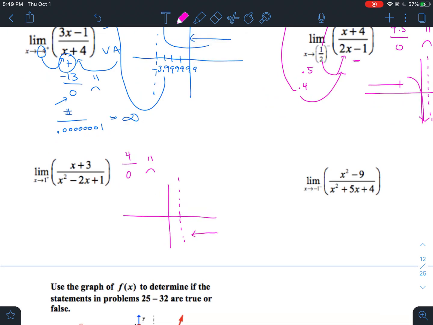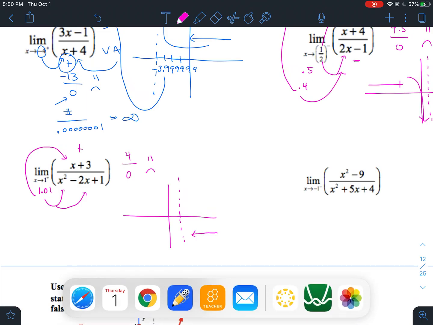So from the right-hand side, is my graph going to shoot up or shoot down as I'm approaching 1? So I'm going to pick a number close to 1, so like 1.01. And what happens if I plug 1.01 in? Do I get positive or negative overall? Well, the numerator is positive. The denominator, good question. I think it's, well, let's try it on Desmos.